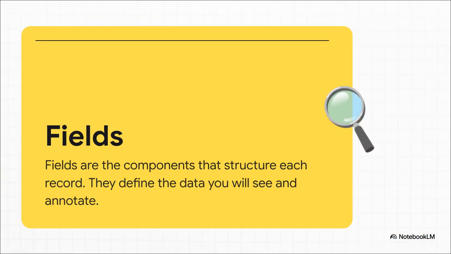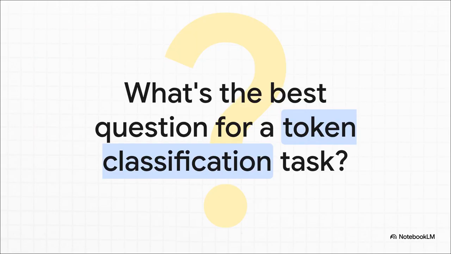Fields are everything. Just think of them as the columns in a spreadsheet. So for example, you might have a text field that holds, say, a customer review. And then you'd have a label question that asks your annotator, hey, is this review positive, negative, or neutral? You just mix and match these fields to build the perfect interface for your task. So let's put that into practice. Imagine you're doing a classic task like named entity recognition, finding names of people and places in a text.